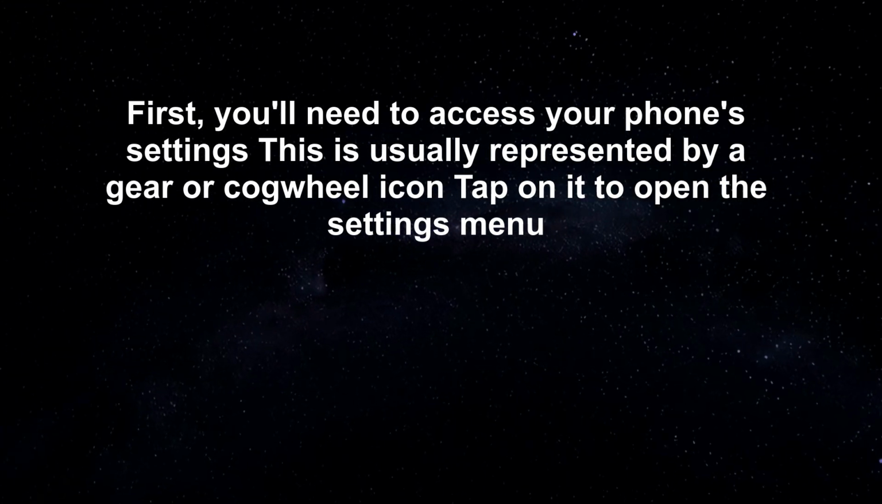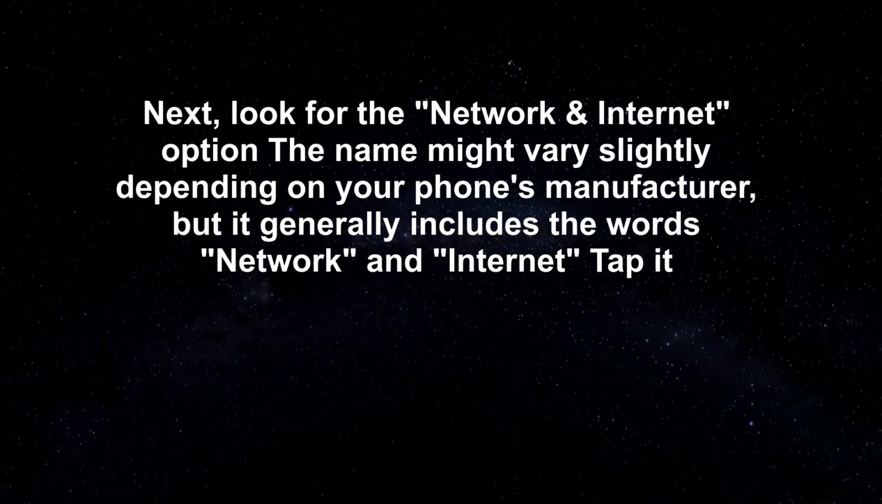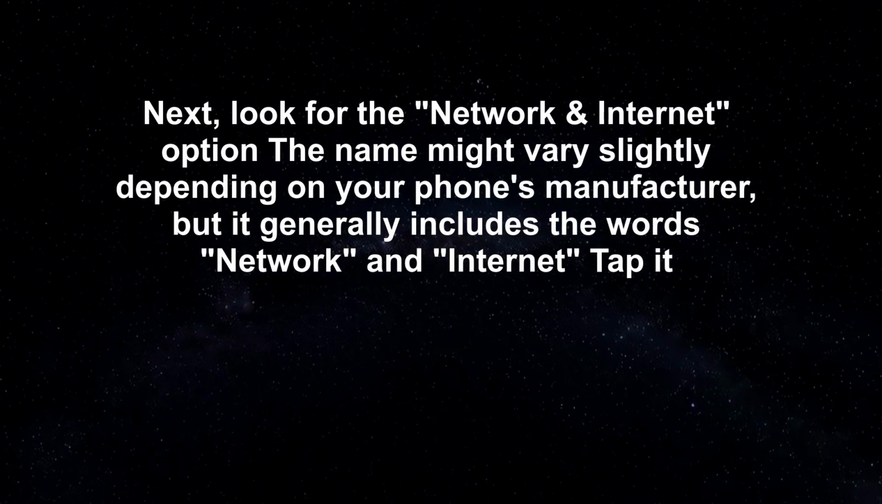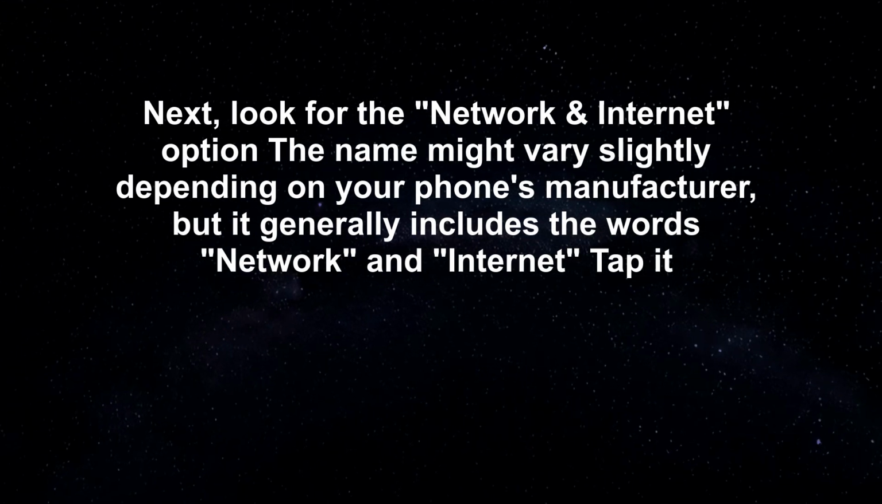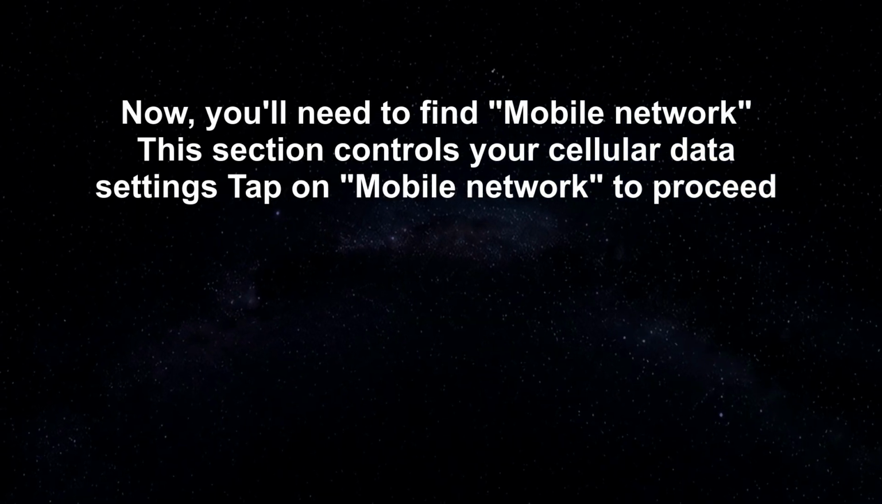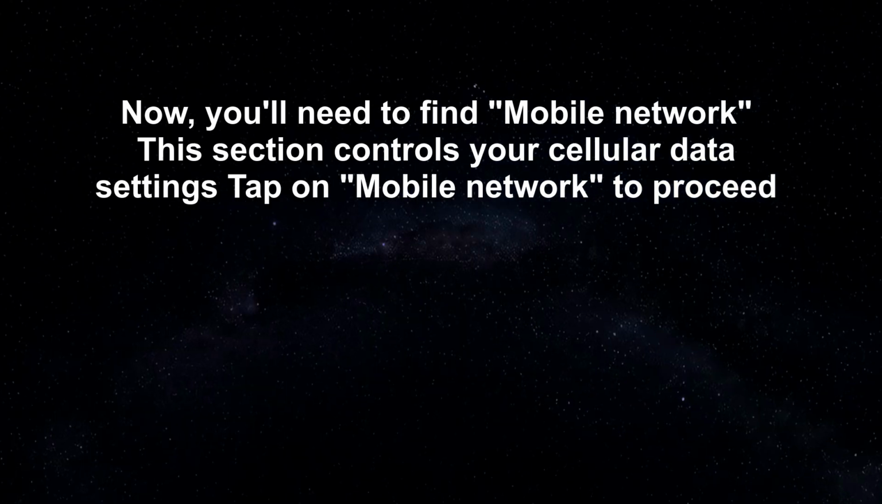Tap on it to open the settings menu. Next, look for the network and internet option. The name might vary slightly depending on your phone's manufacturer, but it generally includes the words network and internet. Tap it. Now, you'll need to find mobile network. This section controls your cellular data settings. Tap on mobile network to proceed.